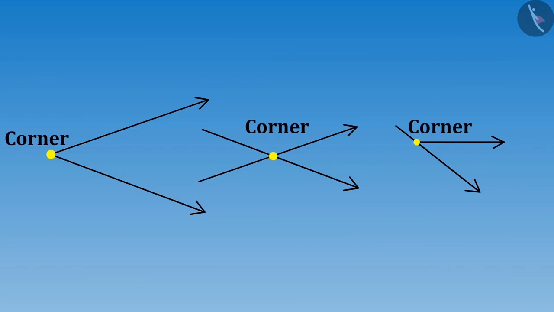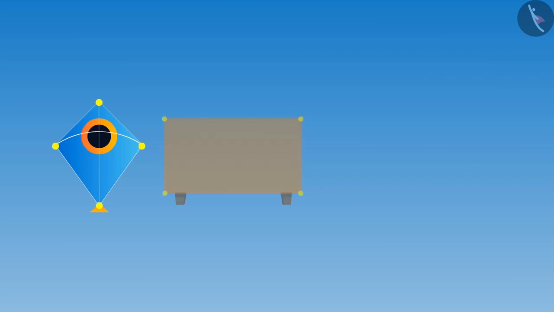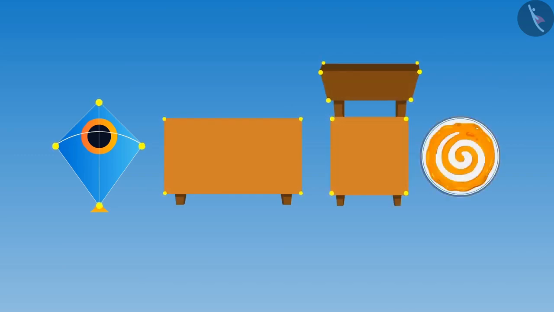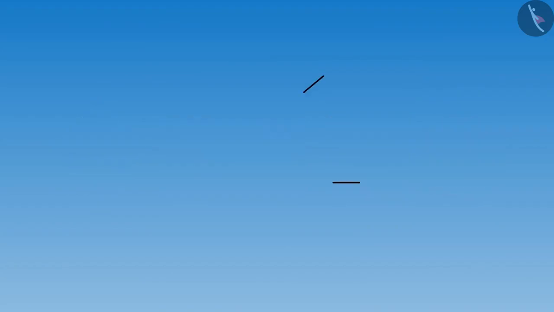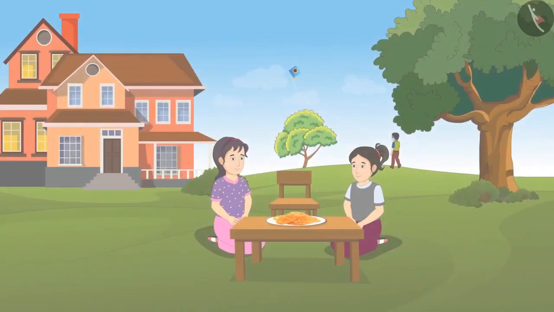So sister, does this mean that corners are only formed in objects like kite, table and a chair? And the shapes of jalebi and plate do not have corners? Yes, Riva. Do you know that when two lines join along with each other, then only one corner is not formed, but something else is also formed, which is called an angle. Where there is a corner, there is an angle, and this angle is something which is very useful.